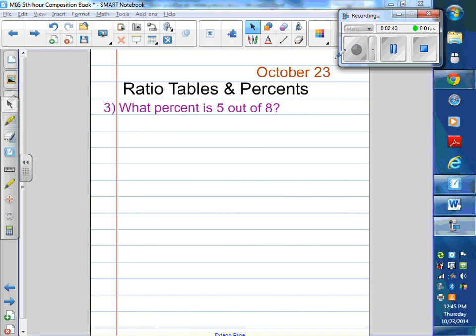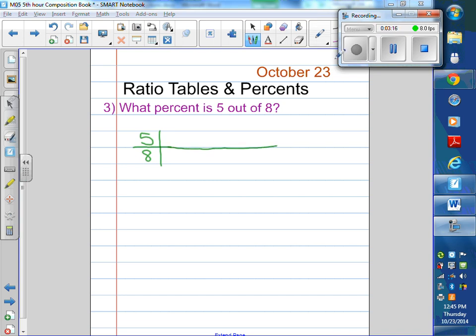This one's a little harder because it's harder to get 8 to 100. So I wanted to show you a technique using ratio tables when you don't have a number that goes to 100 so easily. You can still get there. It's a little more work, but it's not that bad. So you know that we're looking at 5 out of 8. So just like Noah did on the first one, you have your total of 8. You want to get 8 to 100.